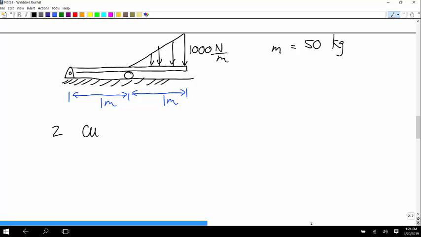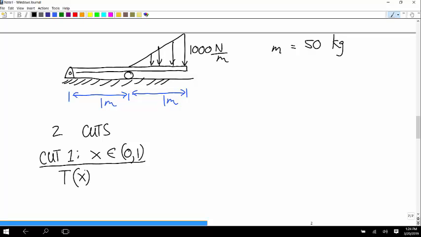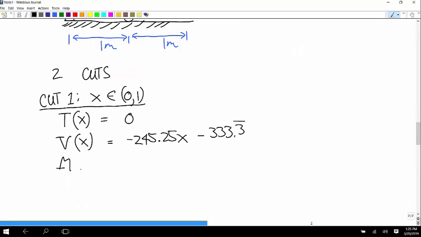We needed two cuts. Cut one was for x values between 0 and 1. We got the functions T of x is equal to 0, V of x is equal to negative 245.25x minus 333.3 repeating, and M of x is negative 122.625x squared minus 333.3 repeating times x.